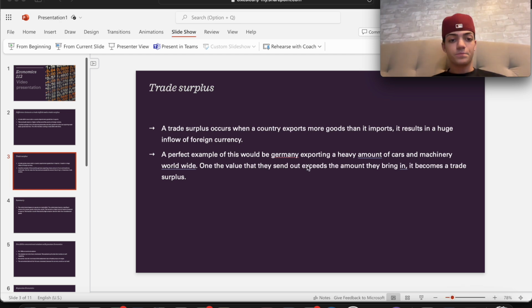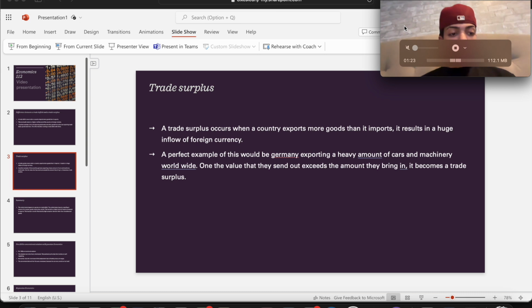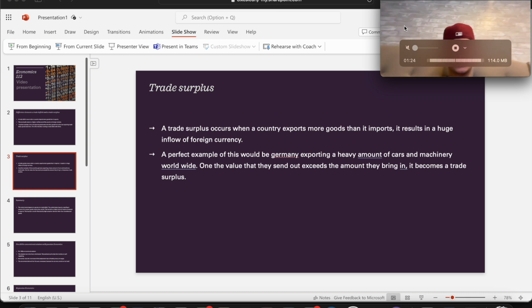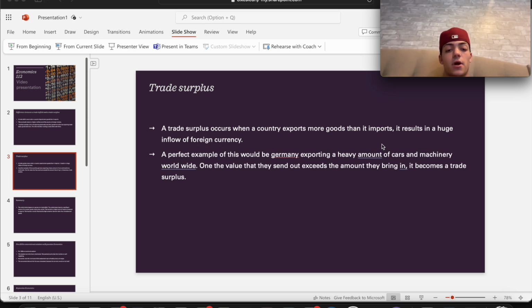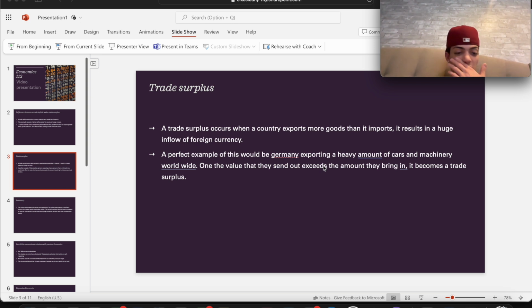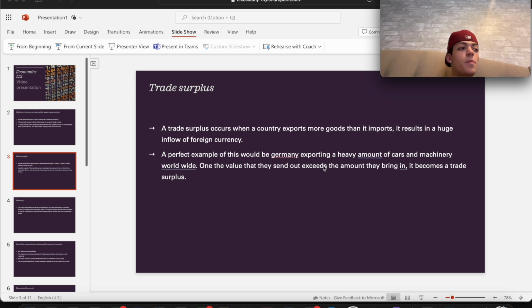And again, we have run into a trade surplus. A trade surplus occurs when a country exports more goods than it imports. It results in a huge inflow of foreign currency. So, a perfect example is when Germany creates all of its cars, all the German cars that are expensive, Mercedes, BMW, they all make there, and then they are sent here.